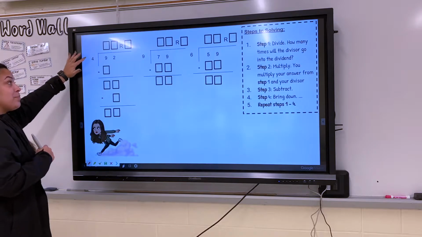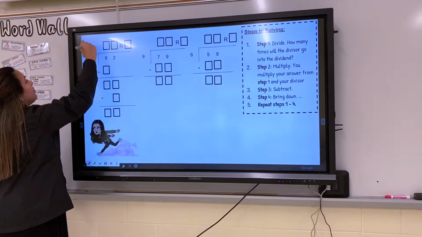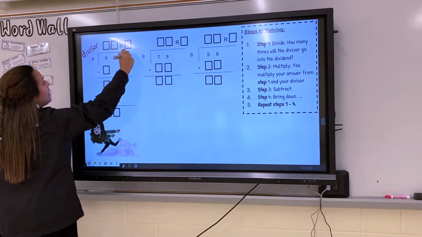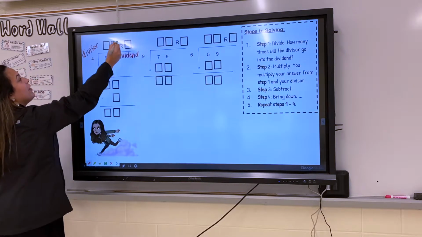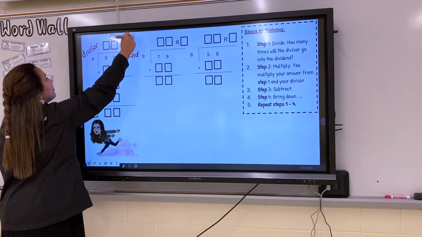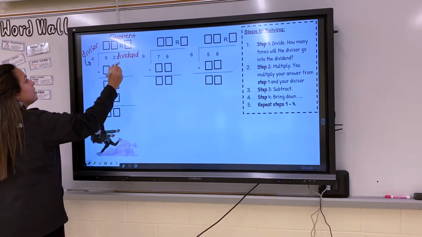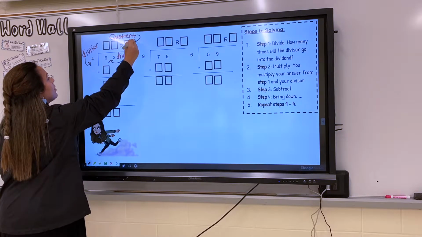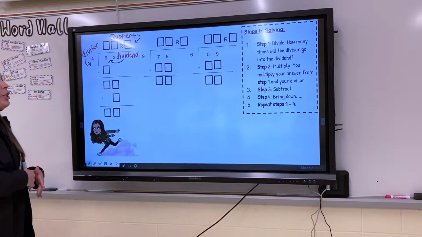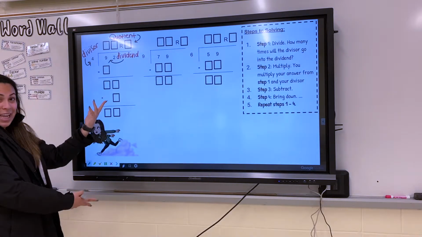So we have 4 and 92. I'm going to write this down. 4 is our divisor. 92 is our dividend. And then this up here will be our quotient. Again, divisor, dividend, quotient. Now, you should have either learned this or at least been introduced to this in 5th grade. If not, here we are.